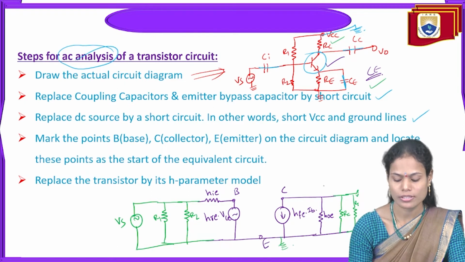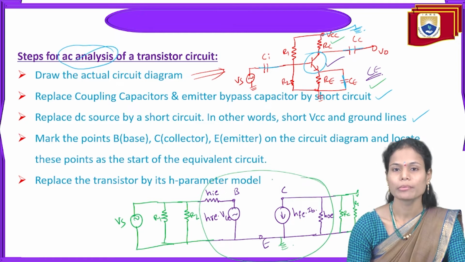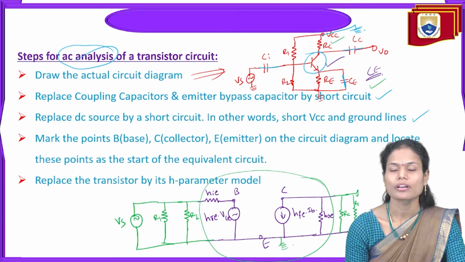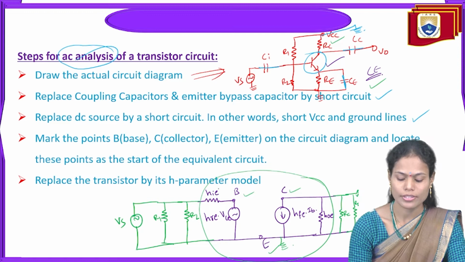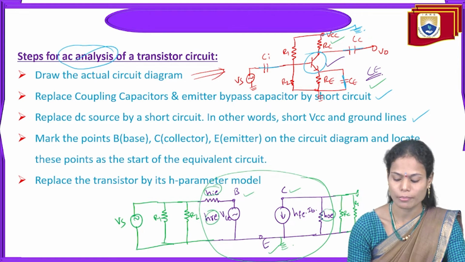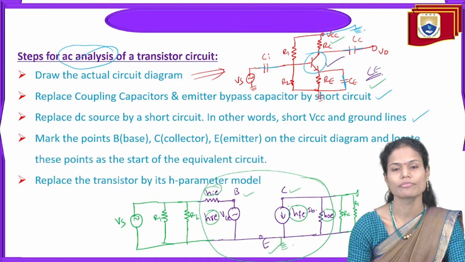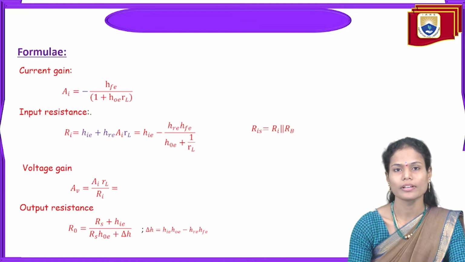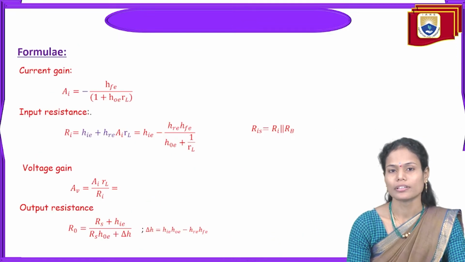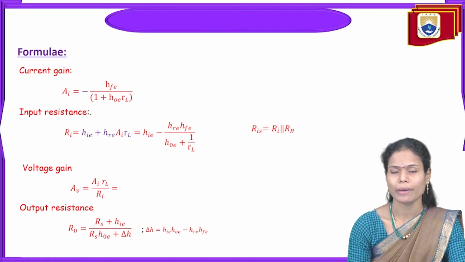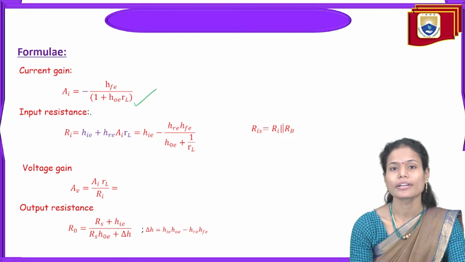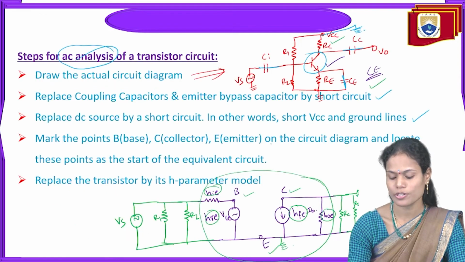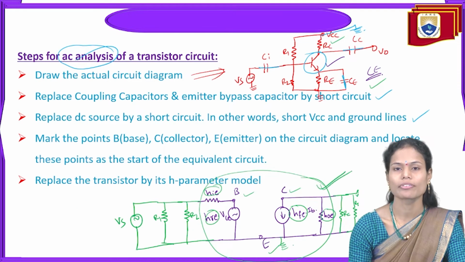So this similar H parameter model is the same for common base configuration as well as common collector configuration. The thing is, these terminals will be changed here, and these notations will also change depending upon which type of configuration we are utilizing here. And while calculating the transistor parameters or amplifier parameters, these are the formulas required here. These formulas are all in terms of H parameters here. Those H parameters we need to calculate from this circuit.